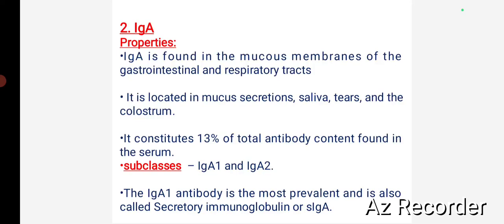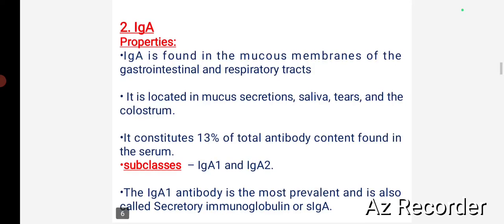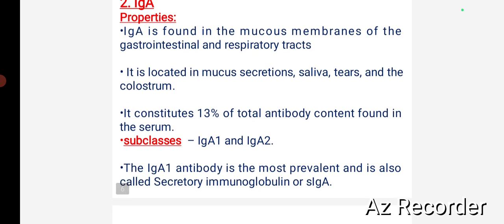Subclasses of IgA: A1, A2. The IgA1 antibody is the most prevalent and is also called secretory immunoglobulin. Otherwise, simply we can indicate it as SIgA.